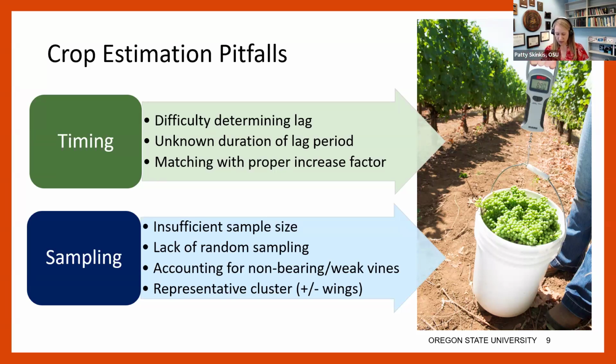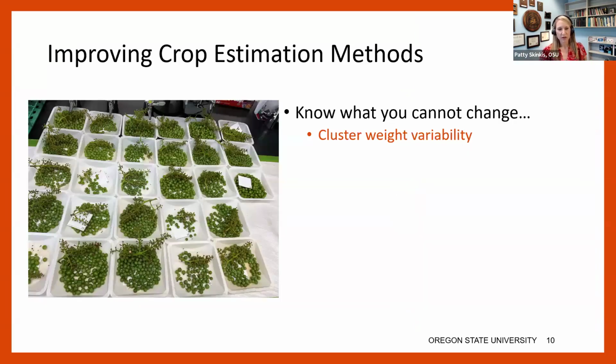And then sometimes there's a misrepresentation of the cluster. So for example, if you leave wings on or you remove them by the time you harvest. So to improve crop estimation methods, first and foremost, I want people to understand where the most variability shows up in the equation. Even if you do the best job that you can do in quantifying cluster weights or going through your vineyard and getting data, the reality is cluster weights are highly variable.